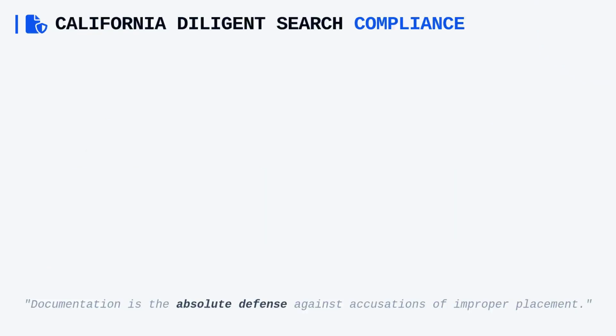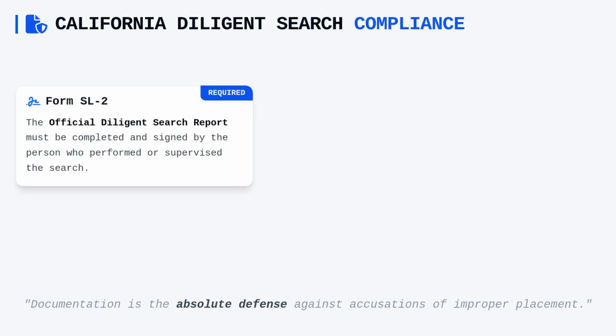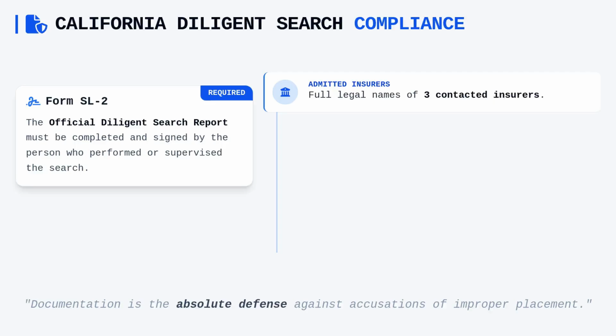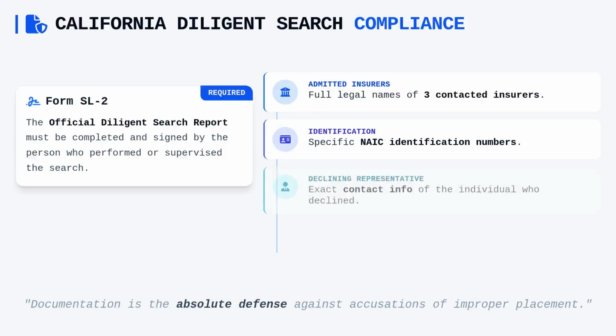Documentation is the absolute defense against accusations of improper placement, and California enforces this through a standardized reporting mechanism. The individual who performs or directly supervises the search must complete and sign California Department of Insurance Form SL-2, which is the official diligent search report. This document requires the full legal names of the 3 admitted insurers contacted, their specific National Association of Insurance Commissioners identification numbers, the date of the submission, and the exact contact information of the representative who declined the risk.